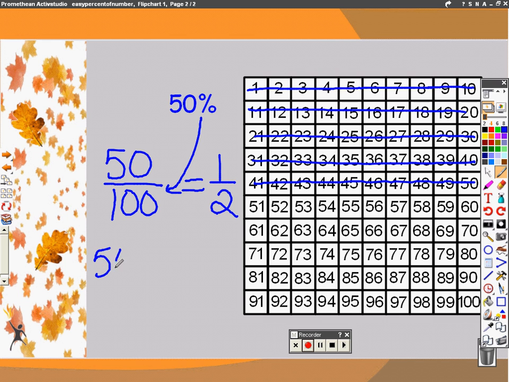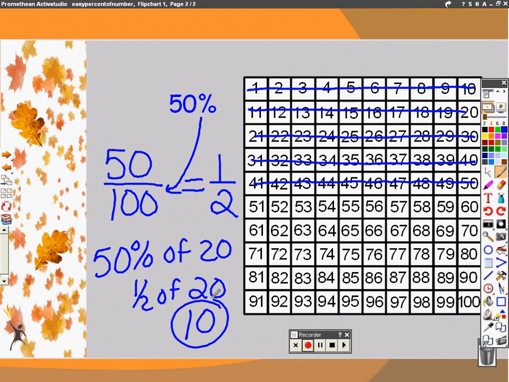So if I want 50% of 20, I want half of 20. And if you had $20 and you're splitting it between you and a friend, that would be 10. Let's say that I want half of 150. So 50% of 150. So let's think about it. I'm splitting $150. Let's think about distributive the other day.